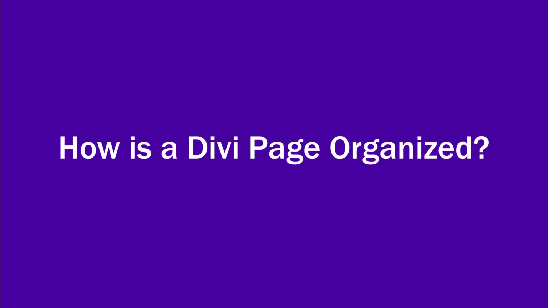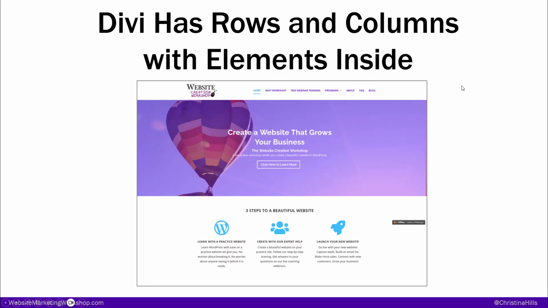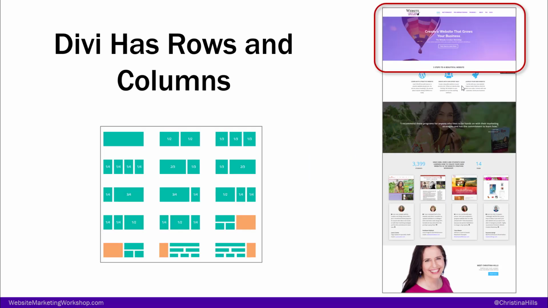All right, so how is a Divi page organized? Well, just like your body, Divi has a structure. Divi has rows and columns with elements inside of it. For each row, you would pick a column structure. I'm going to walk you through what I mean by this.